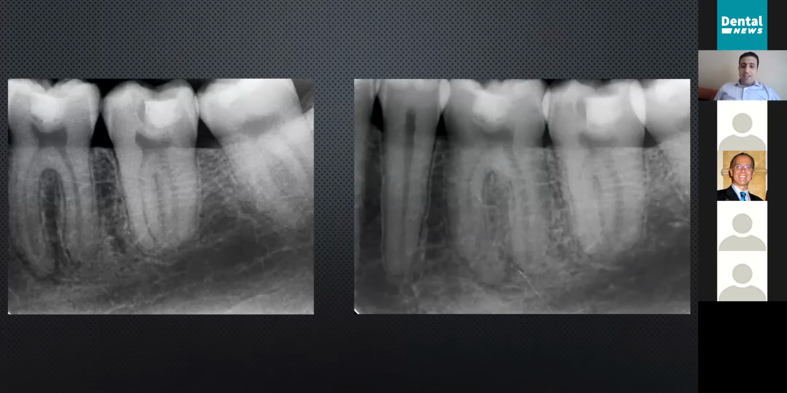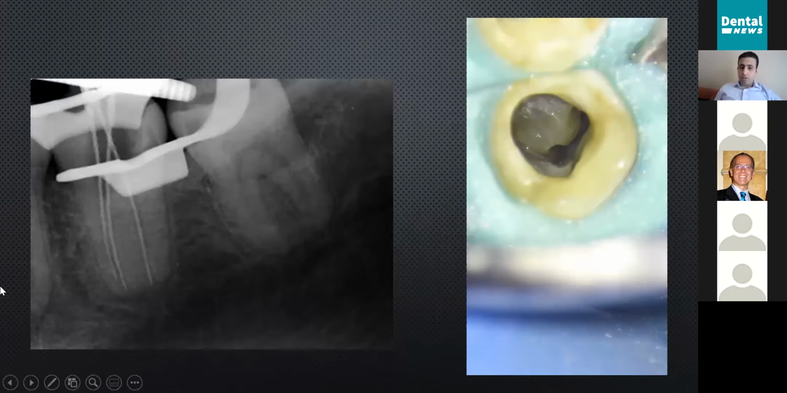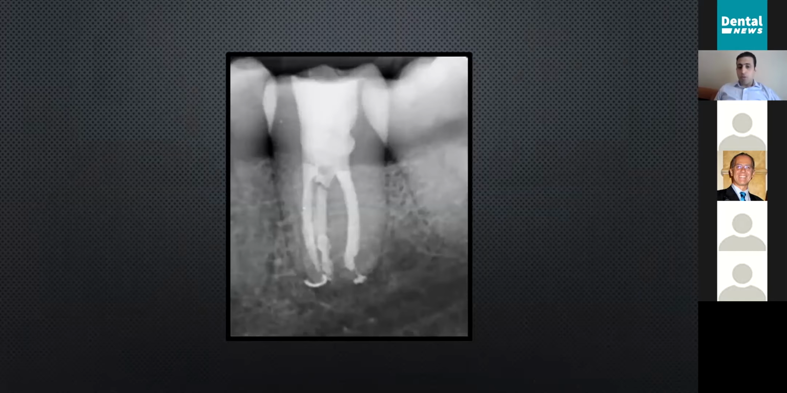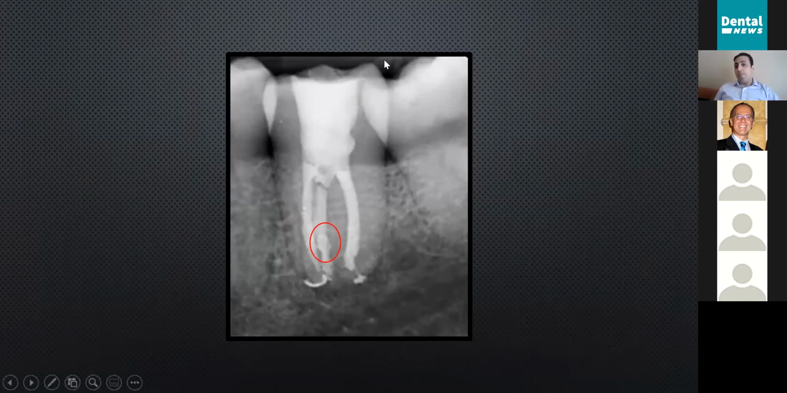Like in this case, it's a molar tooth with C-shaped anatomy, and this C-shaped anatomy was addressed with non-surgical root canal treatment. And everything went well with the treatment, but to my surprise, on the post-op radiograph, I can see that there was some internal resorption going on that I couldn't appreciate with pre-op images.